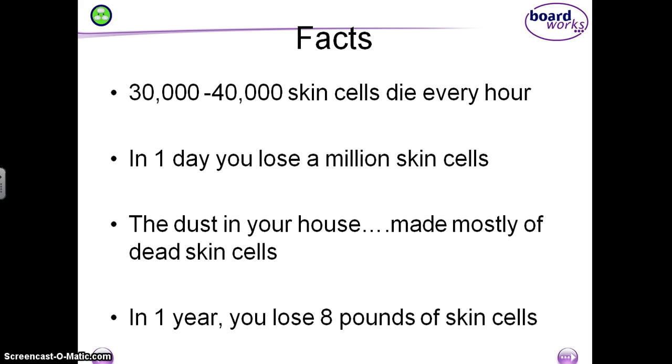So that's amazing. But think about it. You lose so many skin cells. What happens when you lose them? Is that it? Are they gone forever, or do you replace them? Well, you obviously replace them, because if you lost that many every hour, every day, every year, you wouldn't have any skin left. So we know that new skin is made to replace those that are lost.